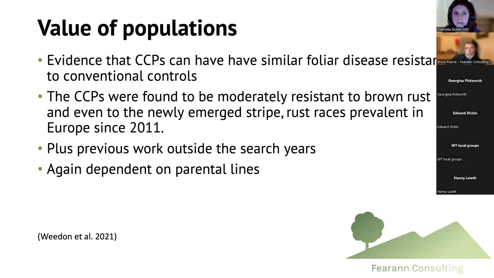If you're looking at organic systems, we know that there's a raft of information coming out now, and some of it was presented earlier, that for diseases, they work very well. So the work by Whedon in 2001, who is part of the Castle group, found they're moderately resistant to brown rust, and we're finding even some resistance to the emerging striped rust races that were coming through in 2011. And if we're looking at some of the work that Thomas Doring published while he was at ORC, again, this backs that up. But when we're looking at diseases, again, it comes down to what the parental lines are. We know that it was a reasonable mix within the ORC population, but can we do better?